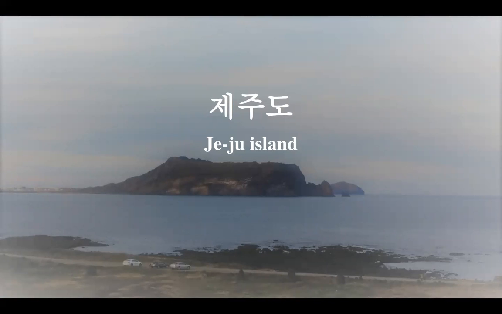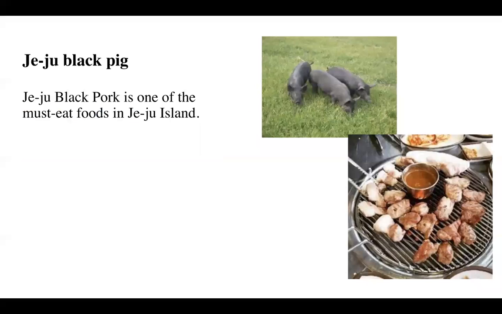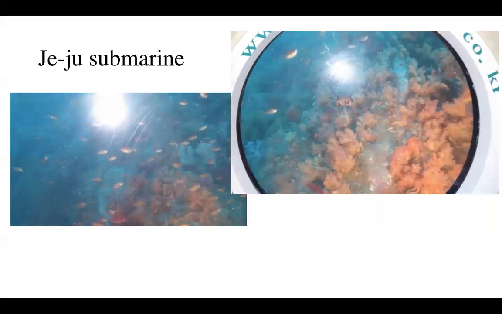Next up is Jeju Island, or Jeju-do in Korean. The above are famous traditional foods of Jeju. Jeju-do's black pigs are well adapted to the climate. The climate of Jeju Island gives them a strong constitution and they are differentiated from others. If you go to Jeju Island, it is recommended to take a submarine. You'll be able to see beautiful scenes under the sea.